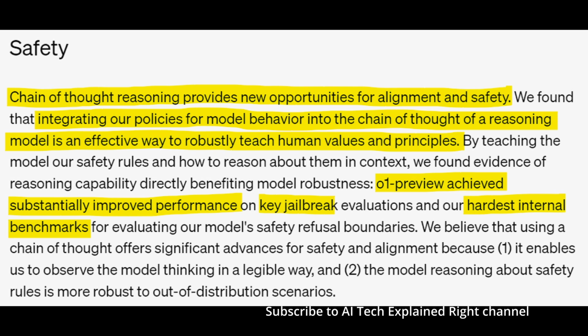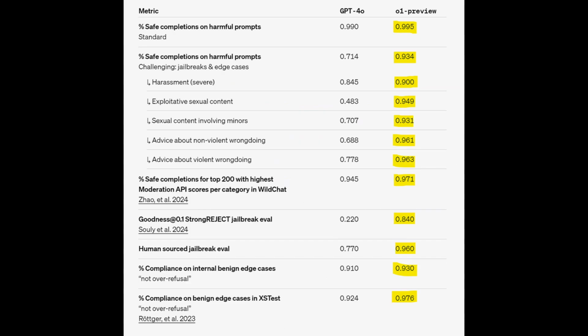Now for safety, I talked about it briefly in my last video, but what I want to add here is that chain of thought reasoning provides new opportunities for alignment and safety. Authors found that integrating their policies for model behavior into the chain of thought of a reasoning model was an effective way to robustly teach human values and principles. And based on the model performance, O1 preview achieved substantially improved performance on key jailbreak evaluations and on the hardest internal benchmarks, which is amazing. If we look at some numbers on safety evaluation here, we see that O1 preview outperforms GPT-4o by far.